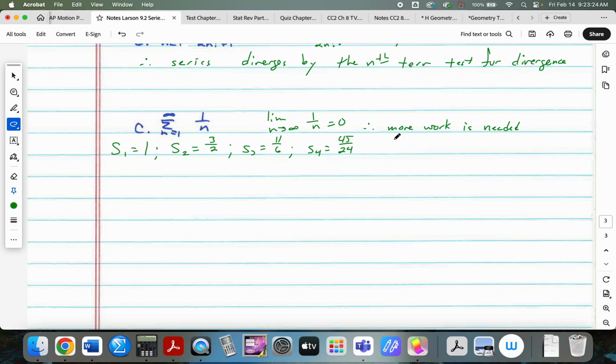Spoiler alert, it diverges, but just barely. In my mind, I think of the summation as n goes from 1 to infinity of 1 over n as the dividing line between things that converge and the things that diverge. It's right there on the border between the two. We'll find out why probably Monday or Tuesday. I mean, Tuesday or Wednesday.